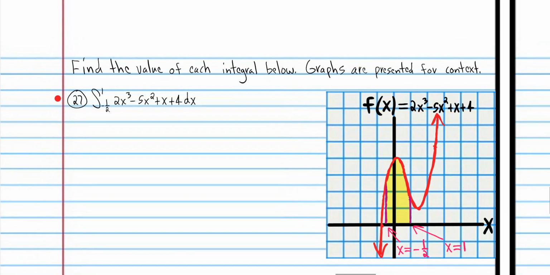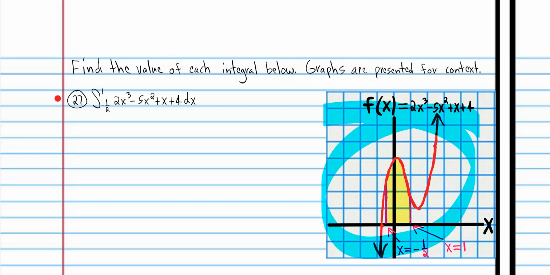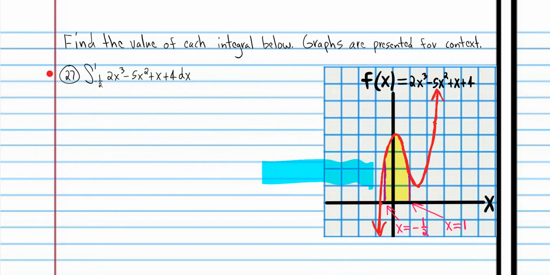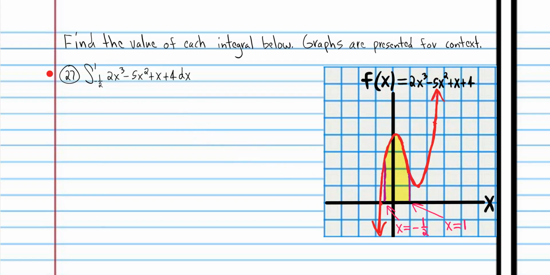It says find the value of each integral below. Graphs are presented for context. So you don't really need the graph to find the value of this integral, but I just want you to see what we're finding. We're finding this yellow area here. So we have this function graphed, and we're finding the area between -1/2 and 1. You see that down there?